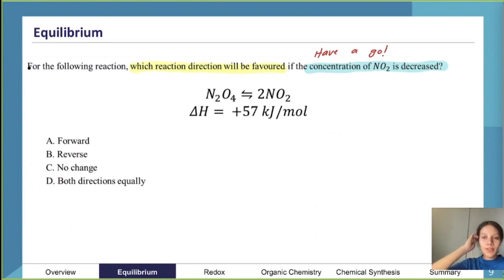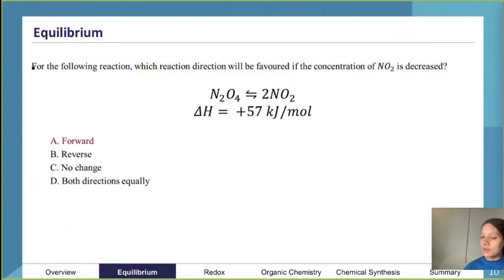All right, so I'll start going through it. So if the concentration of NO2 is decreased, the system's going to shift in a way that's going to try and replenish the decrease in concentration of the NO2. So that means we're going to be shifting to the right to replace that lost NO2. So if we're shifting that way, that means we're going to be favoring the forward reaction. And we can say that A is our correct answer.